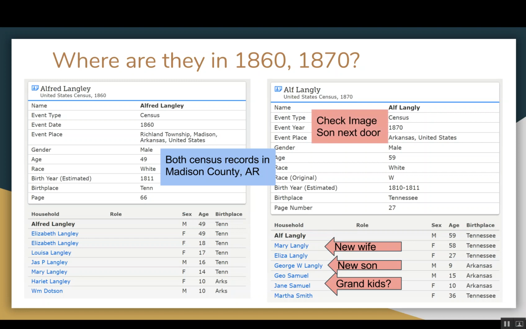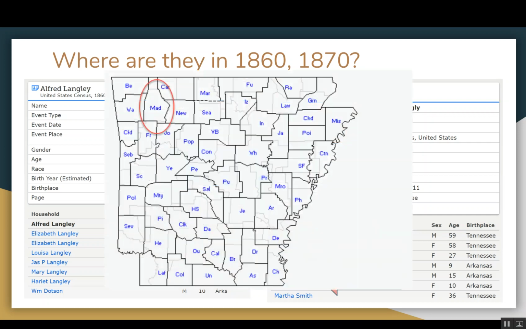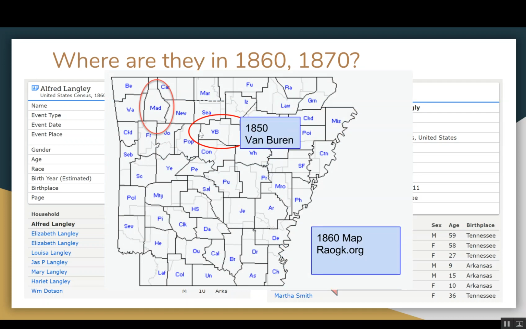Okay, and one thing again, and we're not going to do this here, is you would want to check the census images again, because on that 1870 it looks like there's a son living next door. Okay, so let's look at a map again from the raogk.org, and this is where Madison County is, and previously Van Buren County. So they didn't really move very far. They could be a tenant farmer and just farming some other land, or maybe bought land there. But other clues that we'll look at too later on.